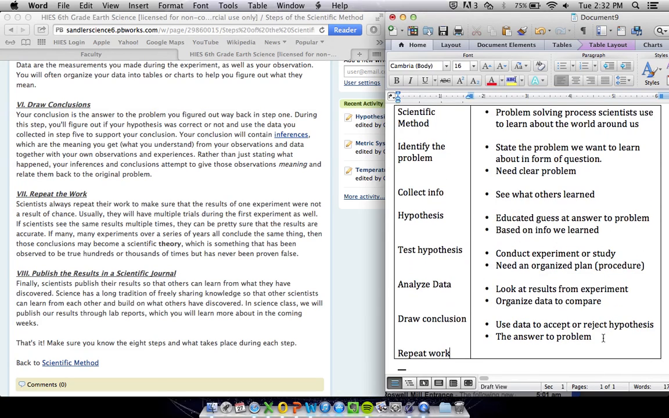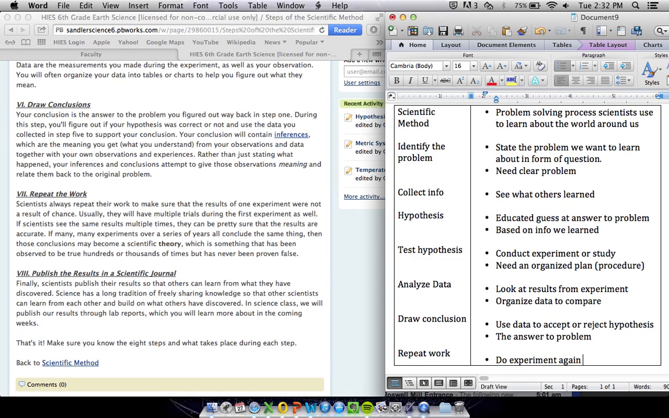Maybe the first time you did an experiment, something just didn't go right. Maybe you forgot to feed the fish and you were trying to see if one type of fish food worked better. Maybe you forgot to feed the fish a couple days. That could have messed up your work. Maybe it was something you didn't even know would have happened. Maybe some of those fish were just weaker than the other fish. Maybe they were sick when you got them and you had no idea. So we always repeat our work. We do the experiment again.